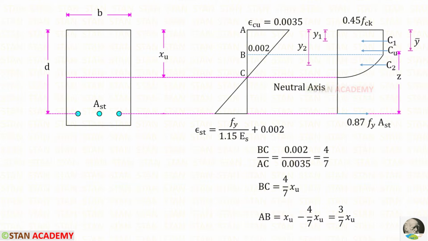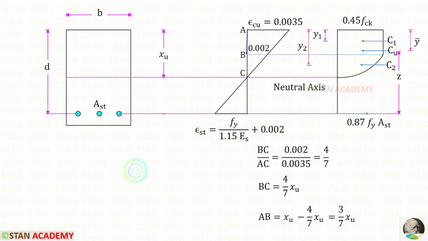Let us apply the similar triangle rule. BC upon AC should be equal to 0.002 upon 0.0035. Using the calculator, we will get 4 upon 7. We know that AC is XU. We can take that on the other side. So BC will be 4 upon 7 XU.